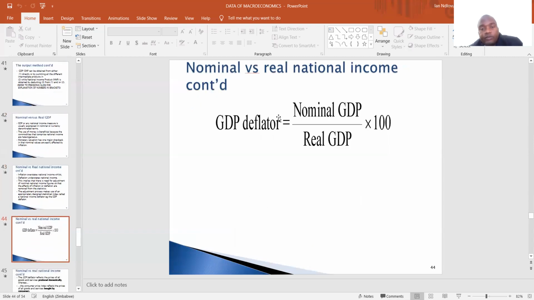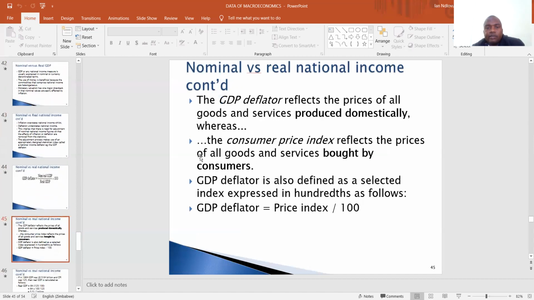What is the GDP Deflator? It is simply equal to nominal GDP over real GDP multiplied by 100. As we can see, it's an index because it's nominal GDP over real GDP multiplied by 100. The GDP deflator reflects the prices of all goods and services produced domestically, whereas the consumer price index reflects the prices of all goods and services bought by consumers.